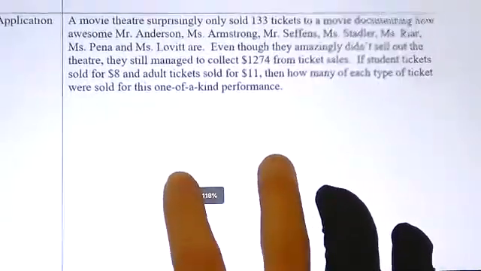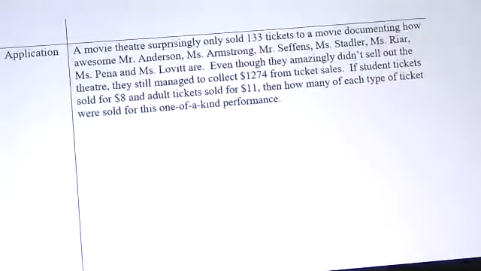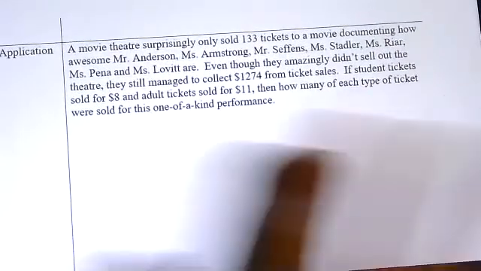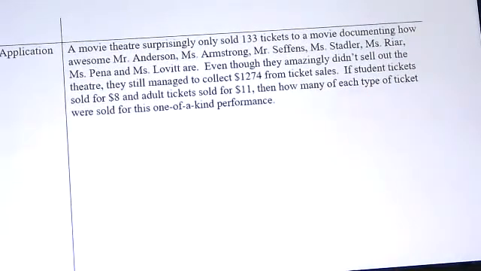Okay, so on page 6, there's another word problem, okay? And again, I mean, we know how to do this. We've gone over it, but I just want to give you guys as many examples as we can on the word problems.